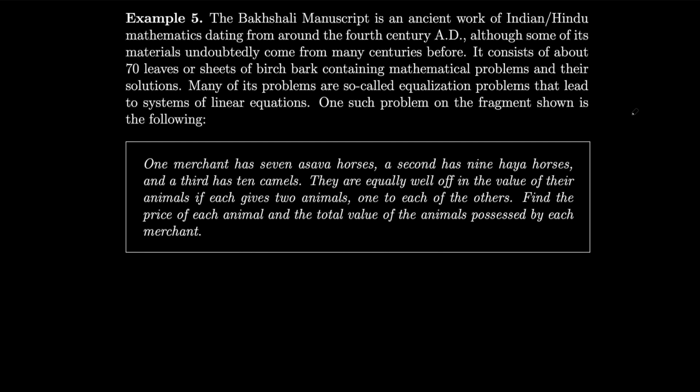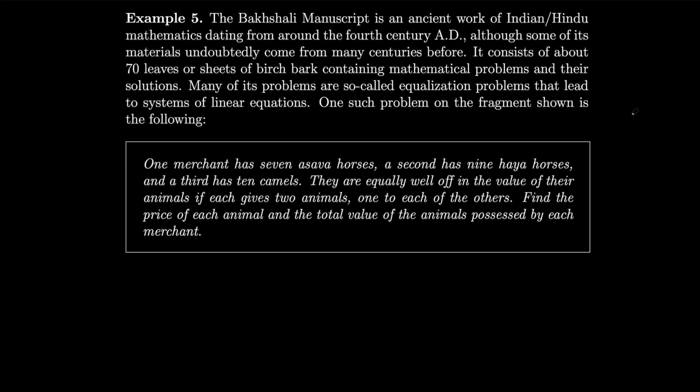The Bakshali manuscript is an ancient work of Indian Hindu mathematics dating from around the 4th century AD, although some of its materials undoubtedly come from many centuries before. It consists of about 70 leaves or sheets of birch bark containing mathematical problems and their solutions. Many of its problems are so-called equalization problems that lead to systems of linear equations. One such problem on the fragment shown is the following.